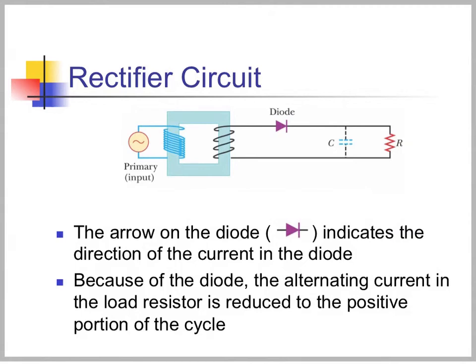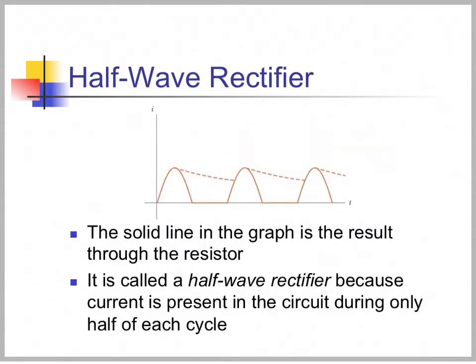So the solid line in this graph is the result of the voltage through the resistor, and therefore the current through the resistor. So it's part of the sinusoidal, then nothing. Part of the sinusoidal, and then nothing. This is called a half-wave rectifier because current is present only during half of each cycle.